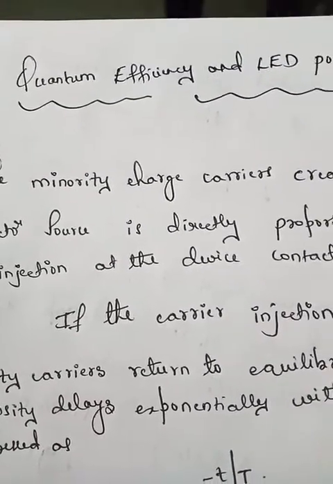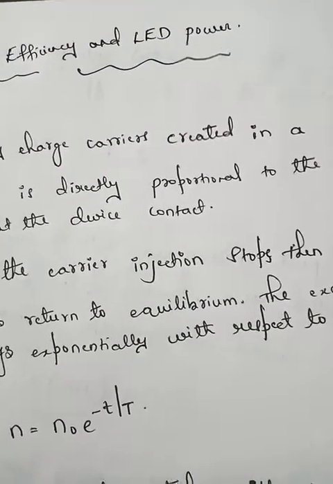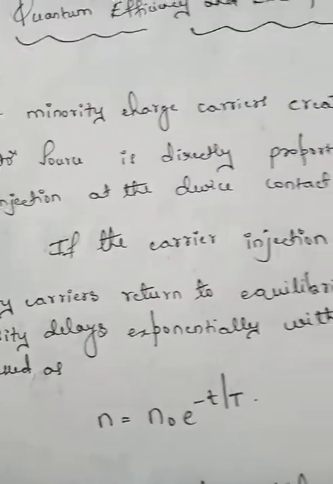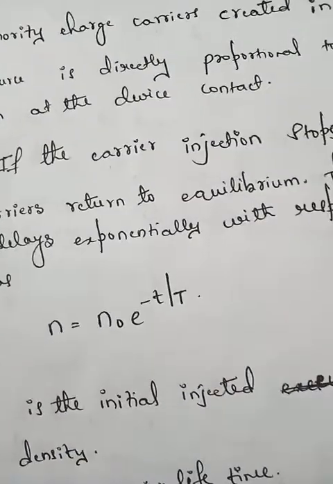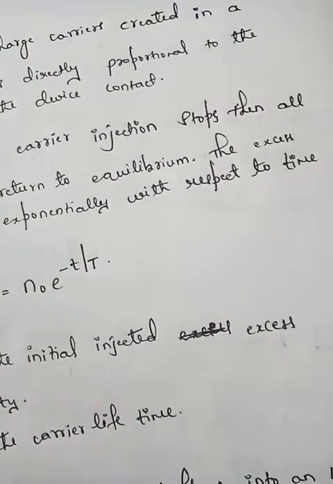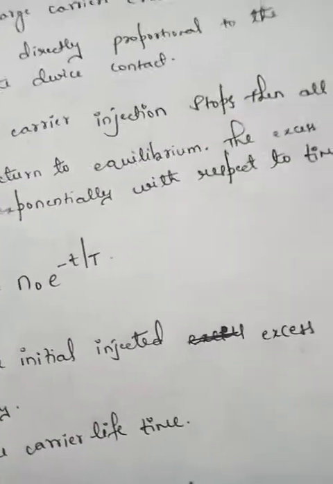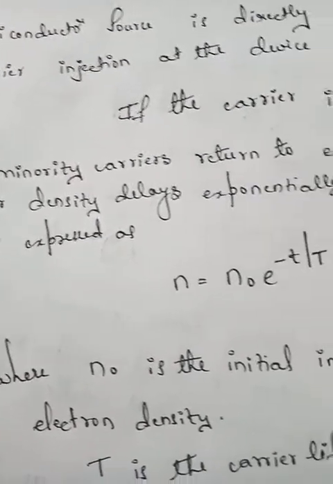Today we shall be studying the topic on quantum efficiency and LED power of an optical source LED. The minority charge carriers created in a semiconductor source are directly proportional to the carrier injection at the device contact. If the carrier injection stops, then all the minority carriers return to equilibrium.